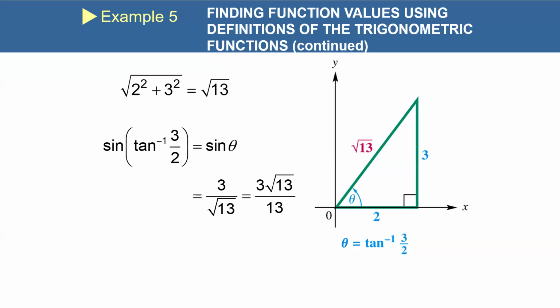So now if I need to know the sine of that angle, how do I find the sine of this angle? Well, it's already drawn out. So I have the angle. So sine is what over what? Opposite over hypotenuse. What's my opposite value? What's my hypotenuse? Square root of 13. So 3 over the square root of 13 equals 3 times square root of 13 over 13. That's my exact value.